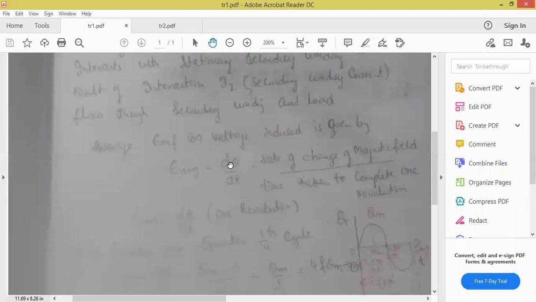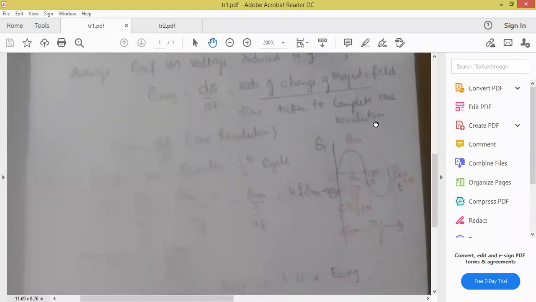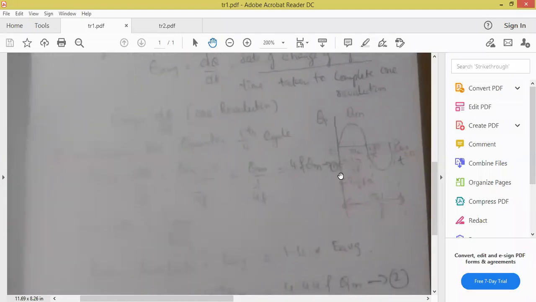So whenever magnetic energy is changing, once again we are getting the electric energy. E average is equal to d phi by dt, rate of change of magnetic field, divided by dt, the change in the time taken to complete one revolution. Sir, what is a revolution? Now everything is based on this graph.